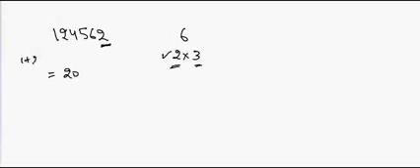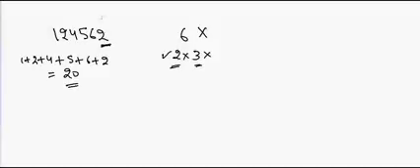So if I add all these numbers together, the sum was 20. So 1 plus 2 plus 4 plus 5 plus 6 plus 2 was 20, and 20 is not a divisible of 3. So this is not a divisible of 3, so that's why this number should not be evenly divided by 6. But how can we modify this? We can modify this by adding one more number.